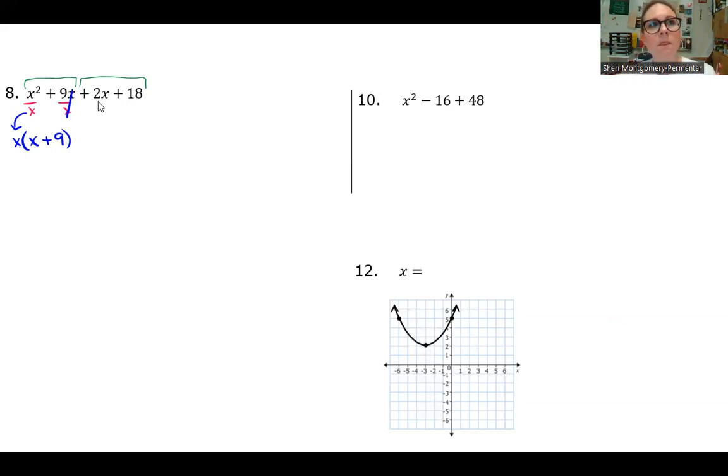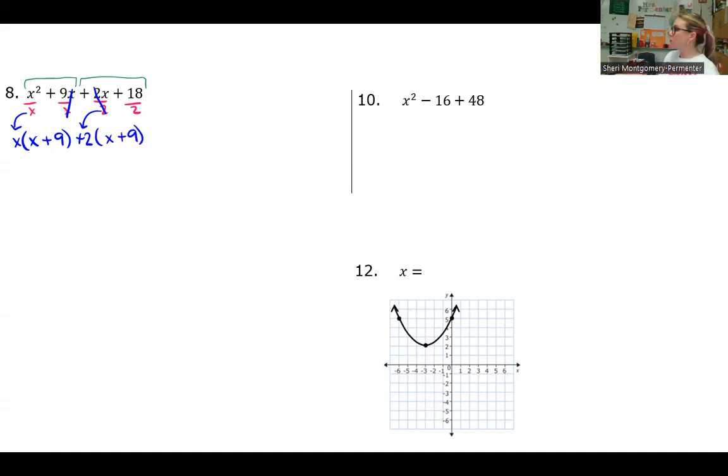We keep moving. For my second group, they don't both have an X, so I can't pull out an X, but I can pull something out. What can I pull out? 2. So I can pull a 2 out of both of them. Is that a positive or negative 2? Positive. So for your second grouping, you always have to say what the sign is. So for this one, since it's a positive 2, I put +2. 2 over 2 is 1, so I'm left with just an X. 18 divided by 2.